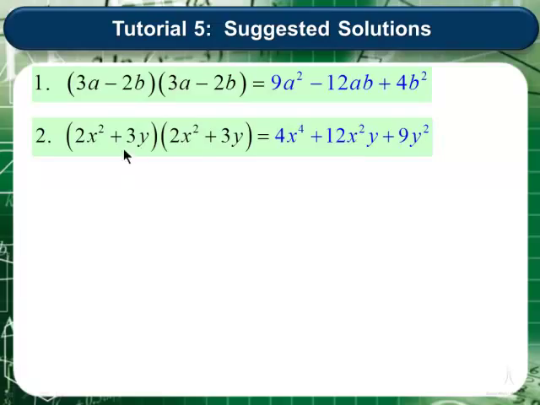In problem 2 we have a similar situation, but in this case we have the square of the binomial 2x squared plus 3y.